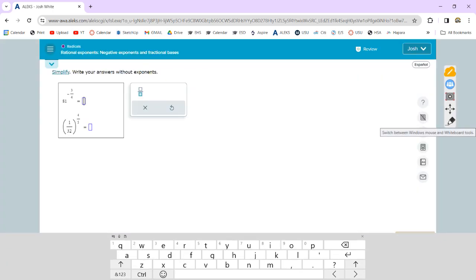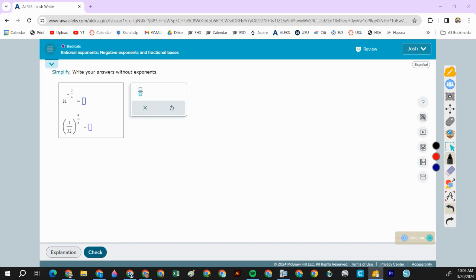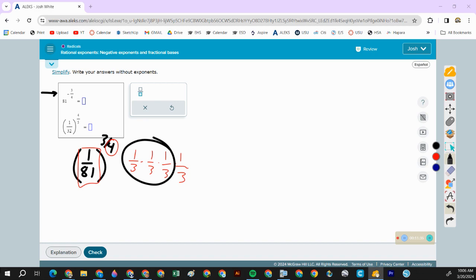Okay. So what is this negative going to do? It's going to flip everything upside down. So 1 over 81, and we'll raise that to the 3 over 4. Okay. So is there a number that I can have 4 copies of that equals 1 over 81? That would be 1 over 3 times 1 over 3 times 1 over 3 times 1 over 3. And I want 3 of those in my answer, so 1 over 27.